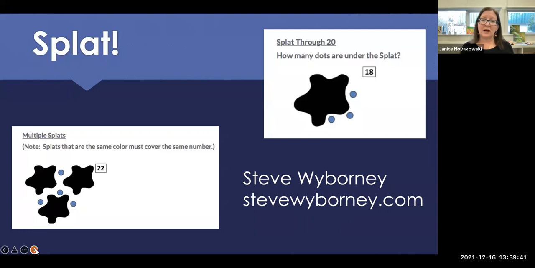On the bottom left, you have a multiple splat, where there are 3 black splats. When the splats are all the same color, that means it's a single variable type of question, that it means that there's the same quantity of dots under each of those splats. So here we have a total quantity of 2, we have 3 black splats, and then we have 4 blue dots that we can see. So again, think about it yourself. How would you go about solving that particular splat problem or question?